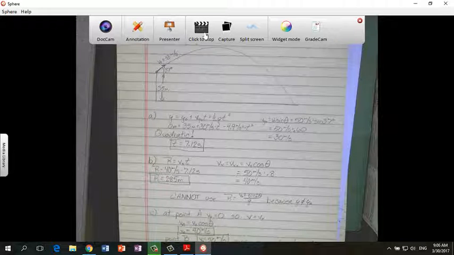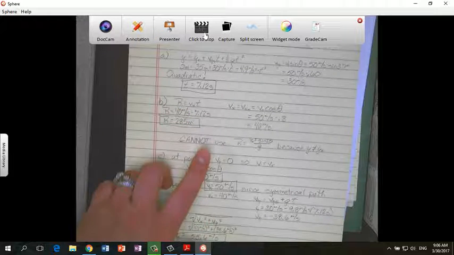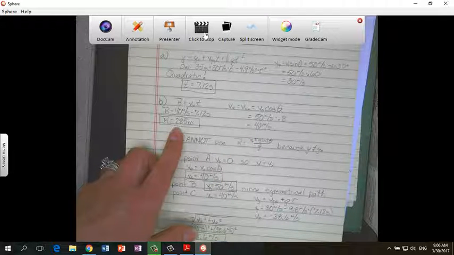Then for part B, you're asked to find the horizontal distance that the projectile travels. This again is 3 points. You get a point for using the correct equation, a point for plugging in the correct x value, and a point for the correct answer.